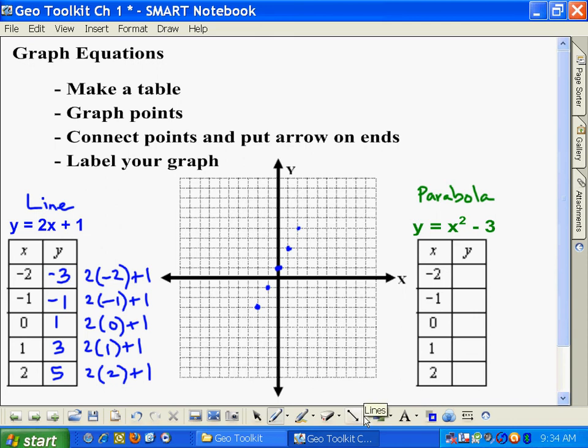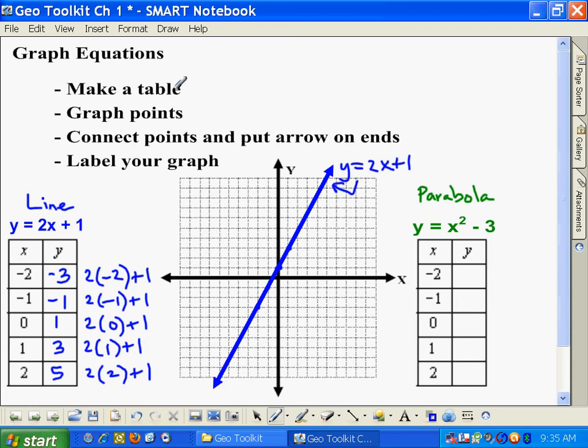Then you want to grab your ruler and go ahead and connect them. When you do that, make sure you also put arrows on the ends. Okay? So you'll notice here I have my instantaneous arrows, and you can just make your own. Then on the side, you want to say the equation. This is where you label your graph. So y equals 2x plus 1. Okay, so that's that equation right there.